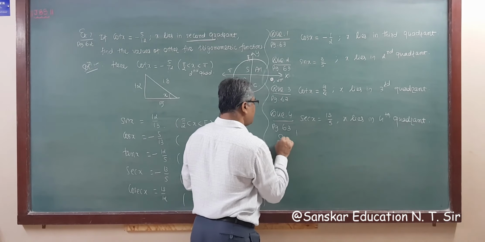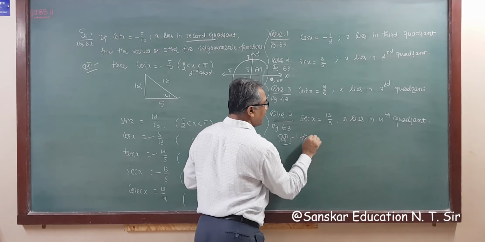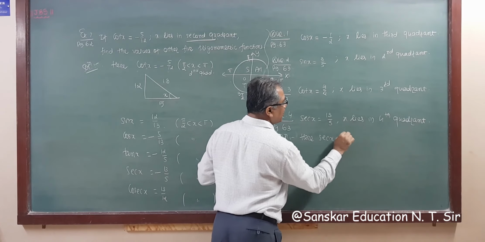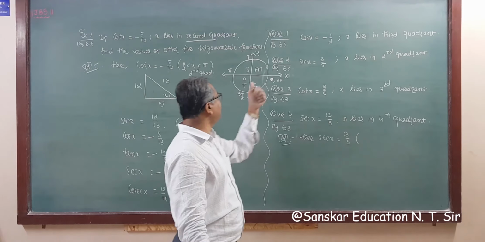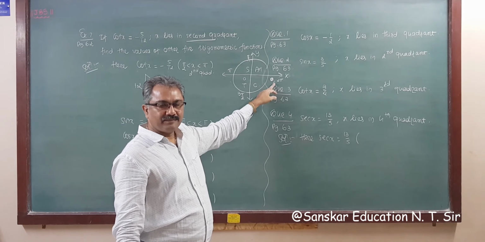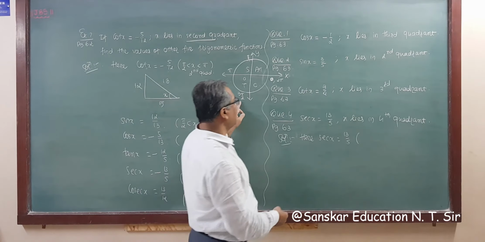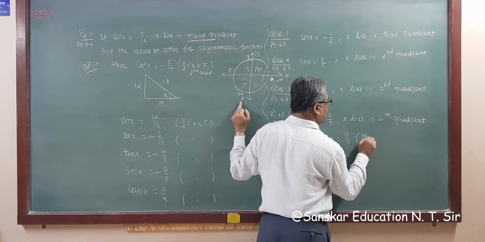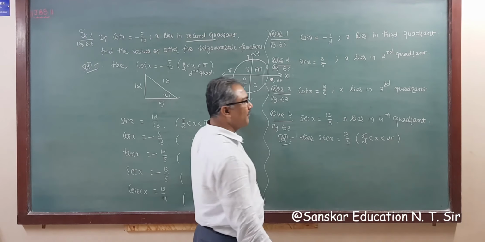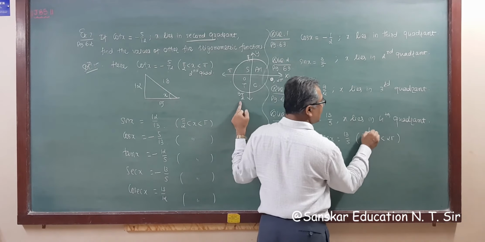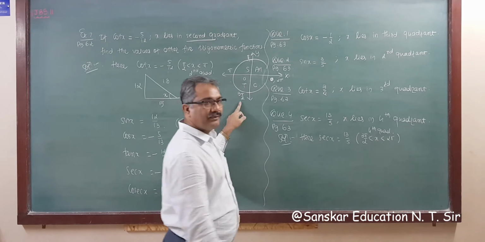So here, the solution: sec x is equal to 13 by 5 and x lies in the fourth quadrant. Fourth quadrant means 3 pi by 2 to 2 pi, or minus pi by 2 to 0, you can take anything, but I am writing 3 pi by 2 less than x less than 2 pi. This is the given fourth quadrant. For your reference, this is called the fourth quadrant. Now draw a triangle.